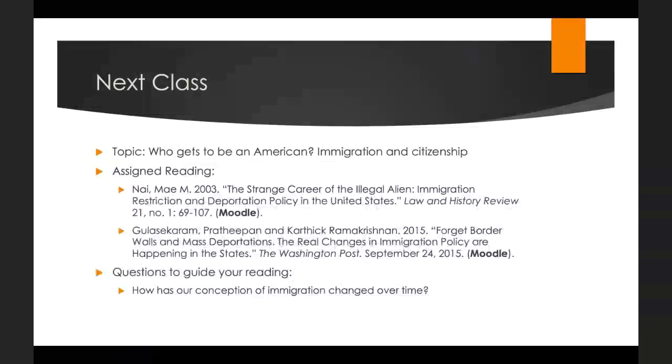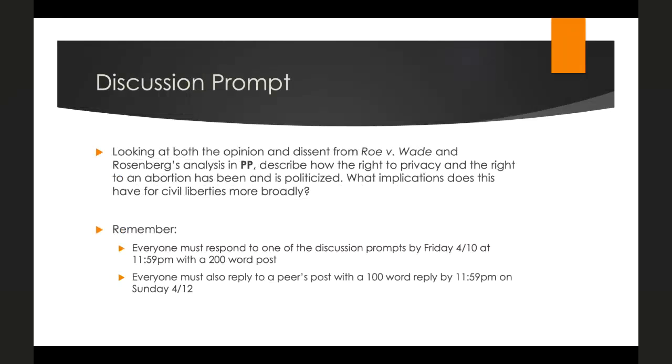So on Wednesday, we're going to be talking about immigration and citizenship, looking at some readings that are not from the textbook. They're both on Moodle. May Ngai's The Strange Career of the Illegal Alien, and a more recent piece on federalism and state changes in immigration policy. So for today's discussion thread, looking at both the opinion and dissent from Roe versus Wade and Rosenberg's analysis in the Principles and Practice reader, describe how the right to privacy and the right to an abortion has been and is politicized. What implications does this have for civil liberties more broadly? How is this right bound up in political debate and contestation?